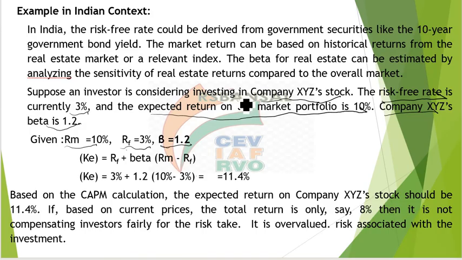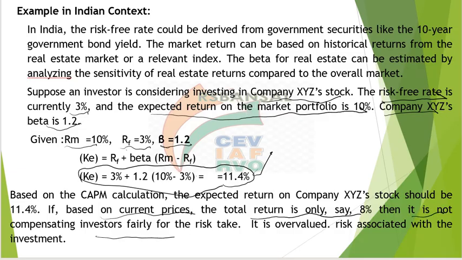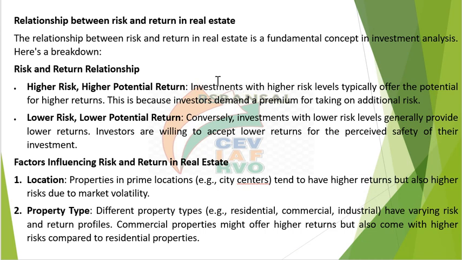KE comes out to be 11.4%. So on the basis of this calculation, it is 11.4%, but if based on the current prices the total return is only say 8%, then it is not compensating investors fairly for the risk they take. So it is overvalued, with risk associated with the investment. How this works, we will discuss in the next slides. It will make things clear.